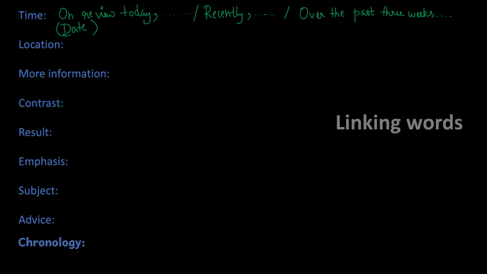So what are the linking words that will help you denote location, as in where the action happened? So if I have something like initial examination at the community center.